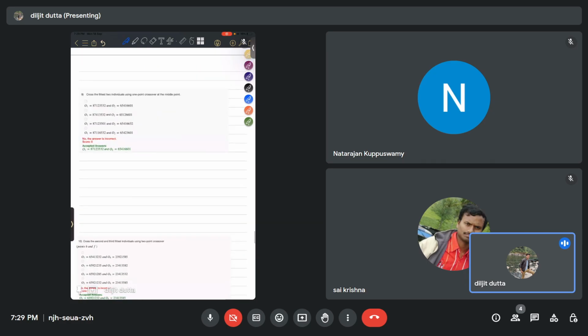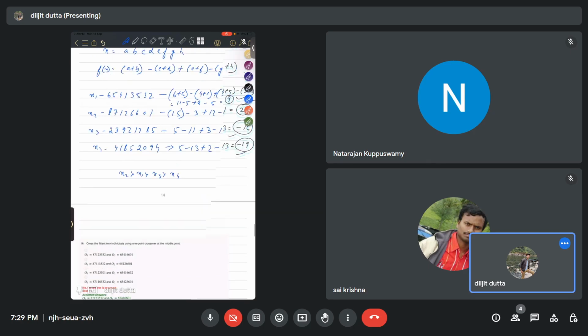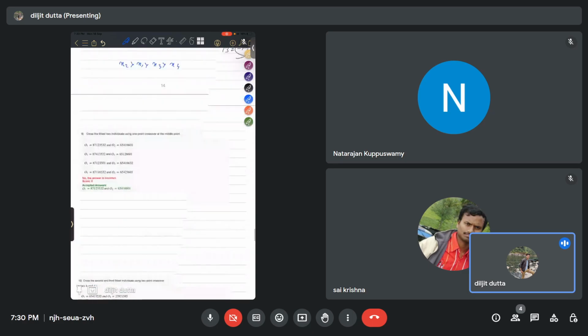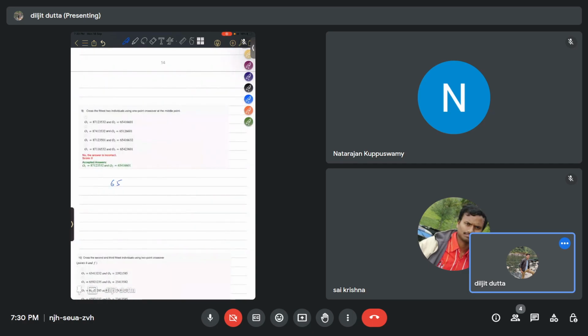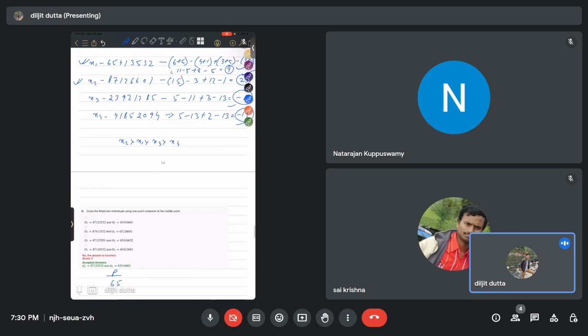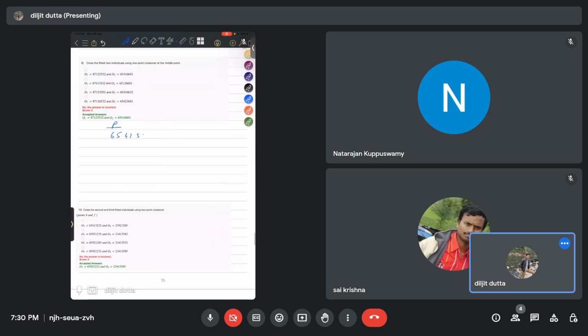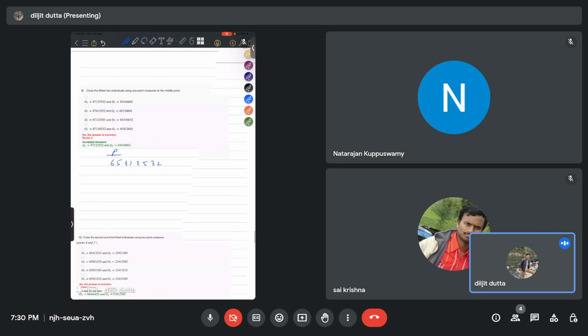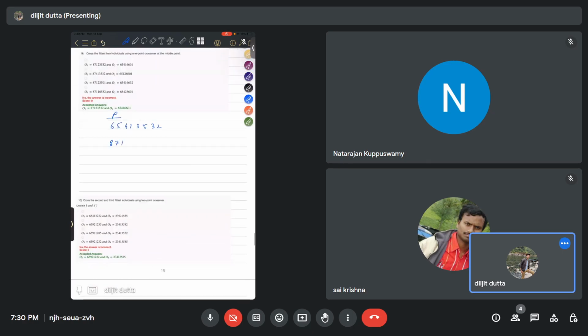Okay, next question: cross the fittest two individuals using 1 point crossover at the middle point. So the fittest two individuals are what? X2 and X1. So we have to cross over these. The individuals are, let me just write, parent: 6541 3532, and the second one is 8712 6601. So these are the parents.